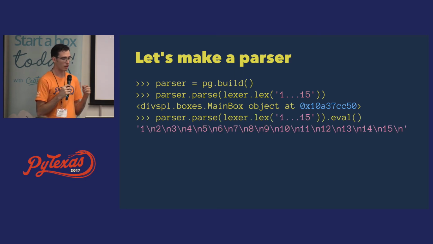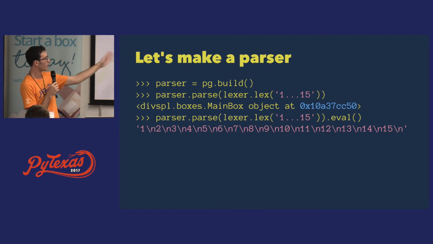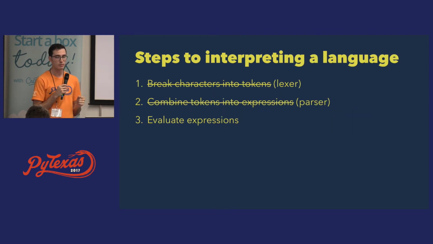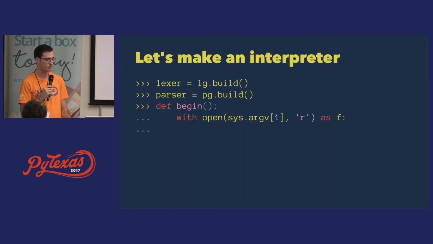So we can call .eval on that, and since I only gave it the range 1 through 15, all I got was numbers 1 through 15. So that's step 2, which is combining tokens into an expression. So now we have the expression that we can evaluate. The last thing to do is actually evaluate it. So let's make an interpreter, and this is going to be really quick and easy.